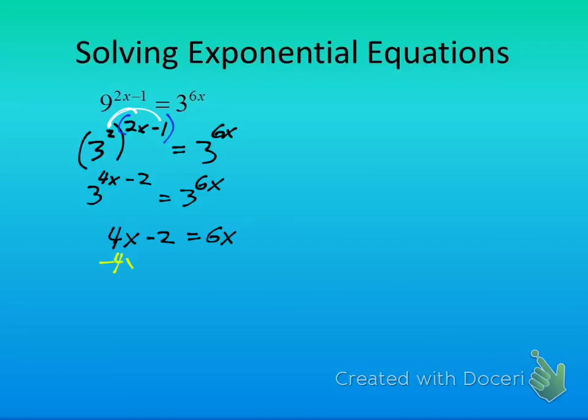Subtract 4x. Gives you negative 2 equals 2x. And divide by, let's attach to x, change. Divide by positive 2. So it'll give you x equals negative 1.